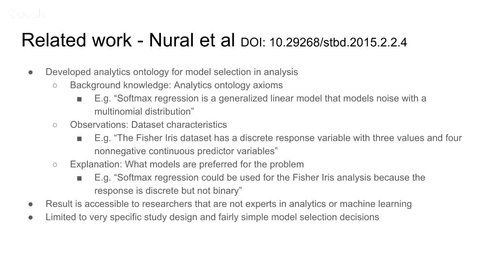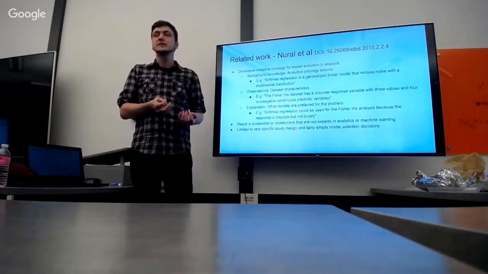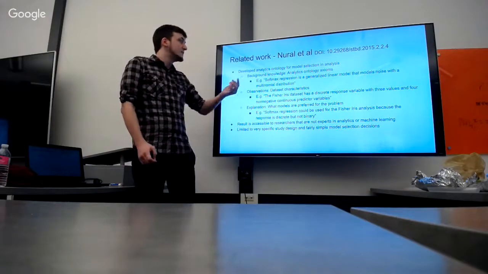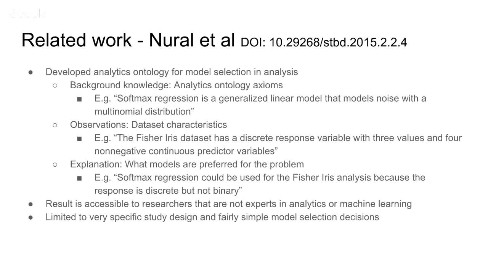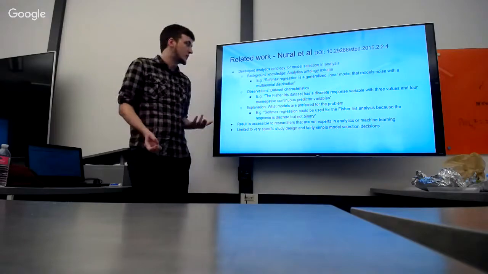And so there are three major components to their analytics ontology. You have background knowledge, which is the analytics ontology axioms. So you say, this is basically just characteristics of models and what conditions they're appropriate. So you say softmax regression is a generalized linear model that models noise with a multinomial distribution. Then you have your observations, which is the characteristics of whatever data set you're working with.